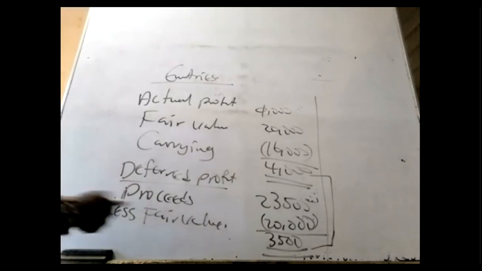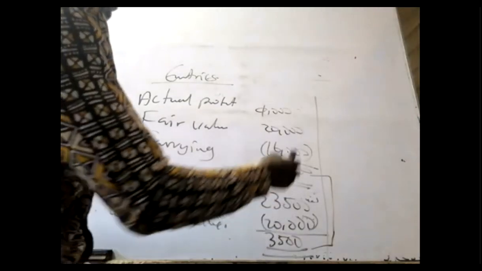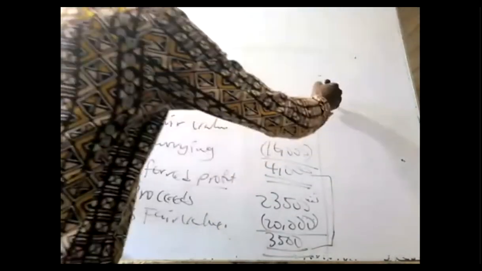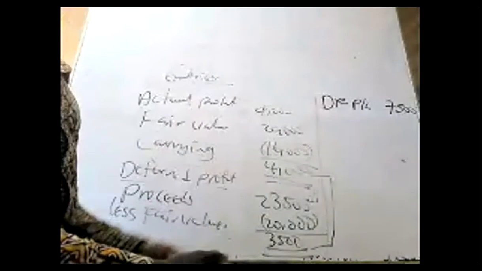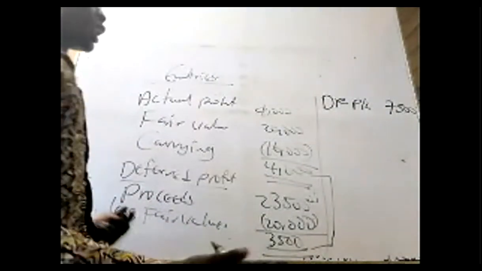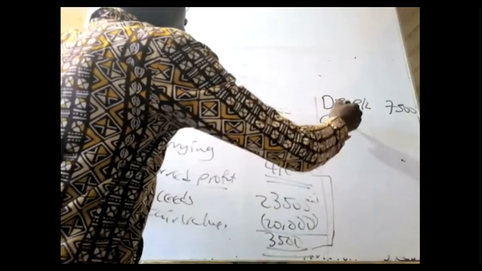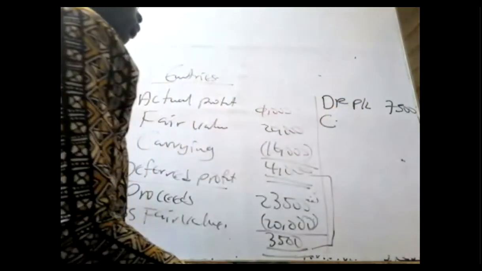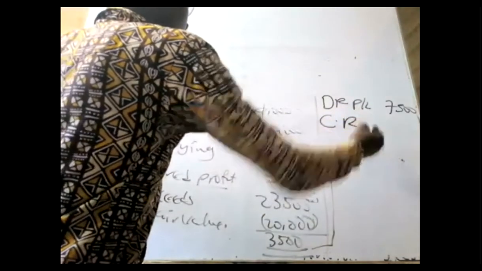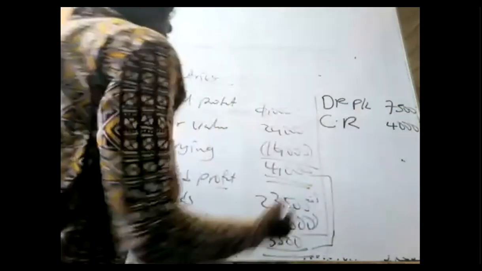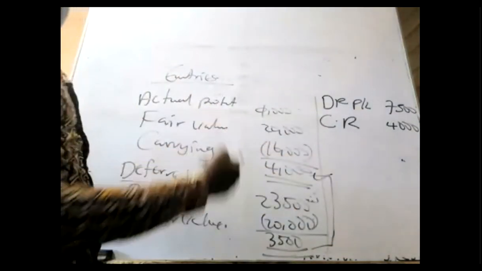First, so these are the entries. Number one, we are reversing the excess. So P&L, I'll debit P&L with 7,500 because they have recorded this 7,500 profit wrongly. And then when I do that, immediately I will credit the P&L with the right figure of 4,000, right? The right profit should be 4,000, not the 7,000 you're talking about.